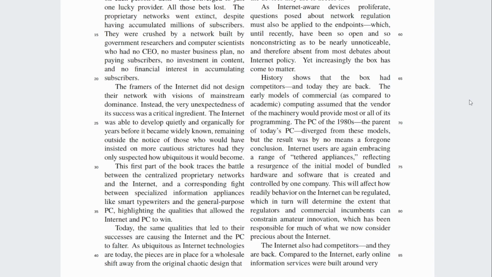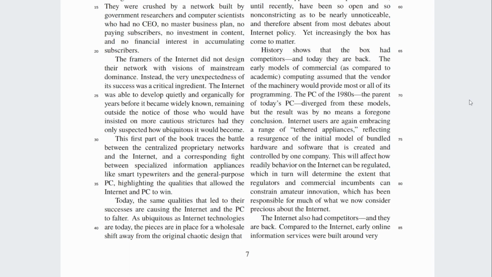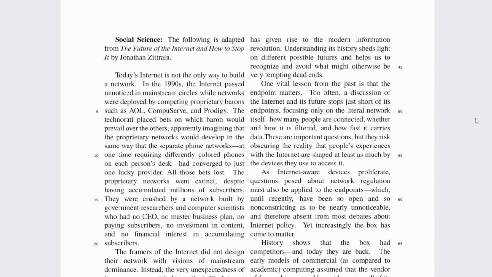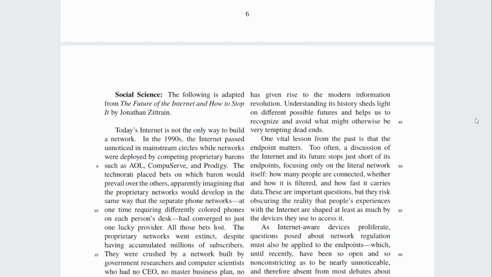This first part of the book traces the battle between the centralized proprietary networks and the internet, and a corresponding fight between specialized information appliances like smart typewriters and the general purpose PC, highlighting the qualities that allowed the internet and PC to win. Today, the same qualities that led to their successes are causing the internet and the PC to falter. As ubiquitous as internet technologies are today, the pieces are in place for a wholesale shift away from the original chaotic design that has given rise to the modern information revolution. Understanding its history sheds light on different possible futures and helps us to recognize and avoid what might otherwise be very tempting dead ends.